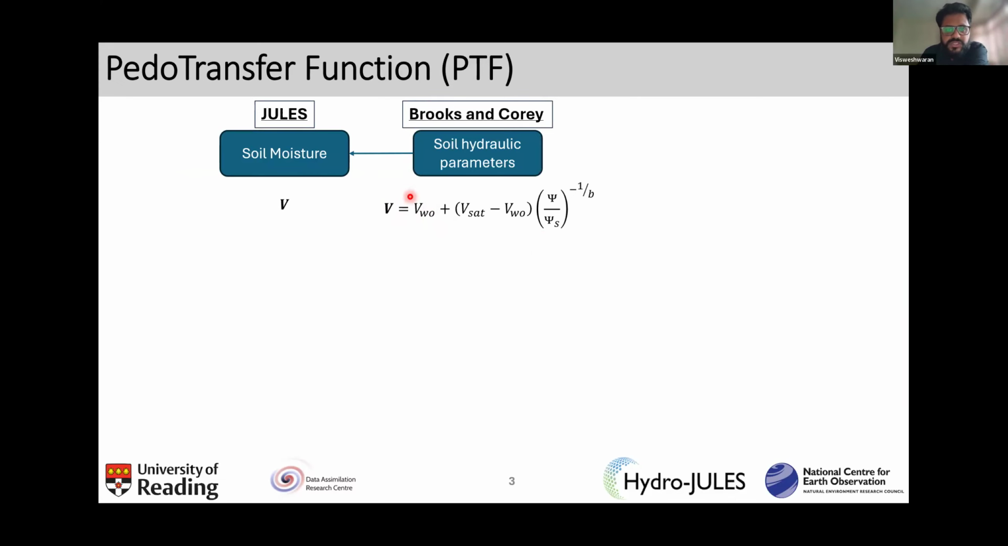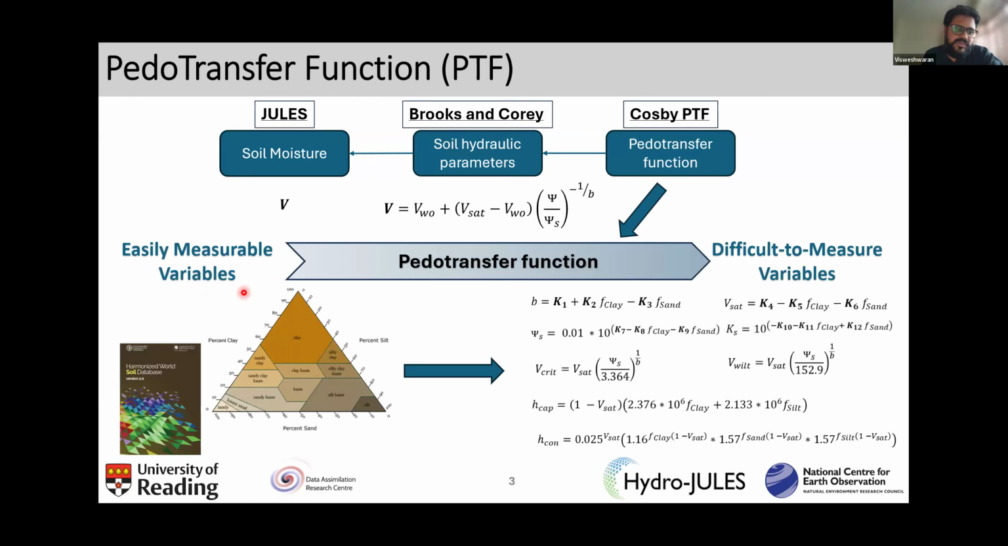So we use a simple soil function, also called a transfer function, and we have chosen the Cosby transfer function here. It converts easily measurable variables like soil texture information, such as percentage of silt, sand and clay, into soil hydraulic parameters which are quite difficult to measure. So if we optimize these constants of the transfer function, k1 to k12, then using this set of equations we can estimate these hydraulic properties, and then feed them into Brooks and Corey to get the soil moisture.